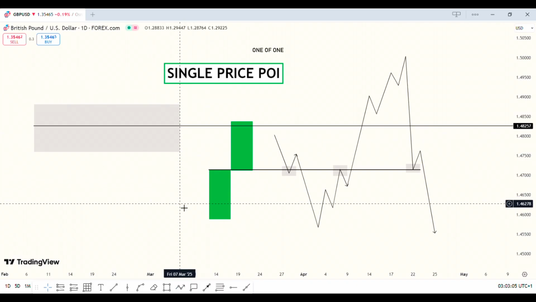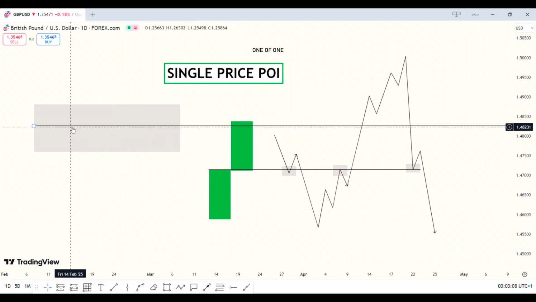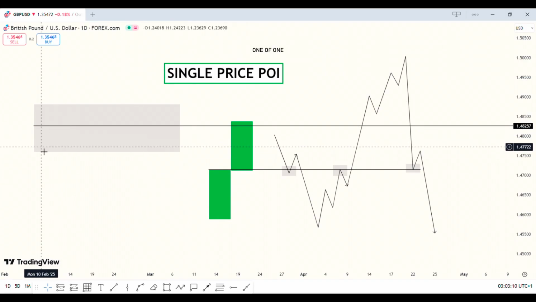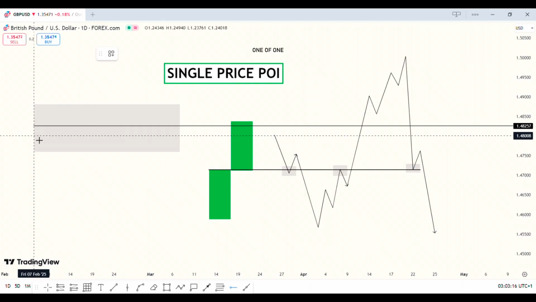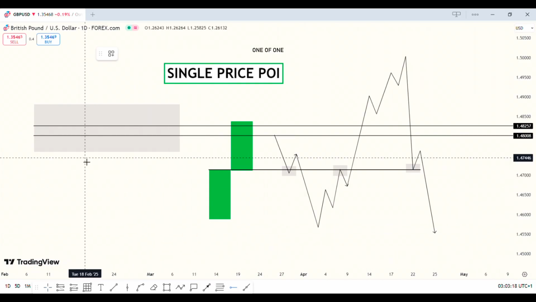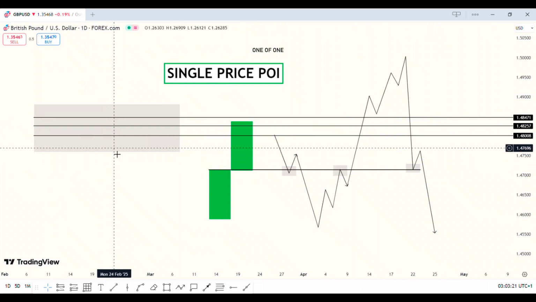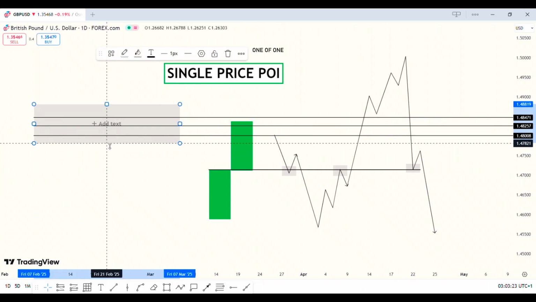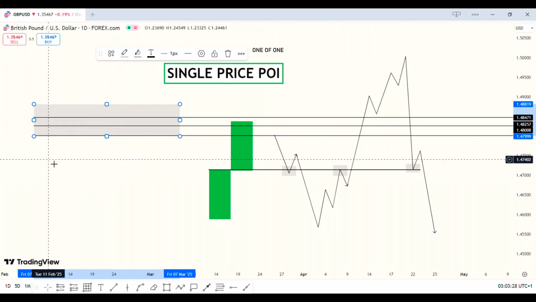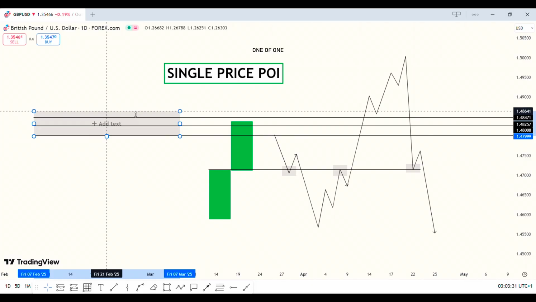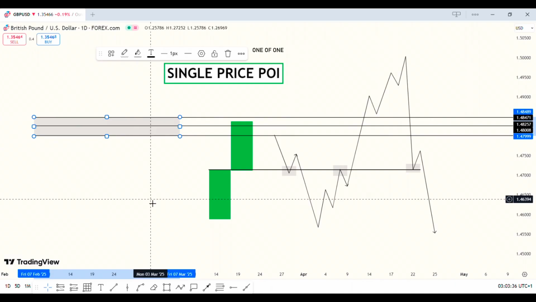Now there are some cases where you are going to have more than one of these single price POIs within your major POI. You might have 2, you might have 3. So in this case, what I do is I refine my entry to the lowest in the case of the sell and the highest in the case of the buy. Then my stop loss would be slightly above the highest in the case of a sell, and slightly below the lowest in the case of a buy.